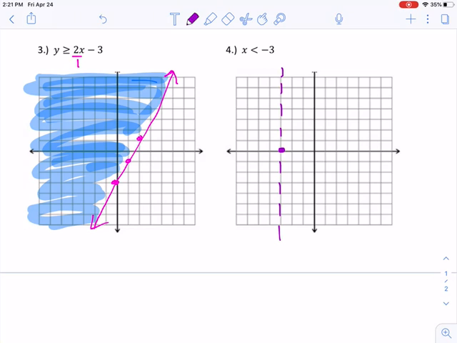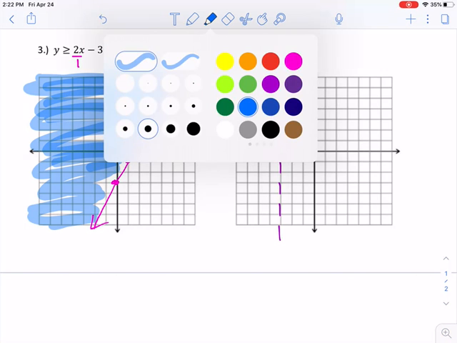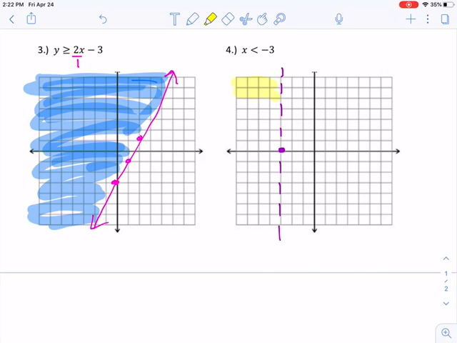And if I take a look at a vertical line, there is no above or below. So in this case, I'm going to use the idea of when are my x's less than negative 3. Less than is to the left. So I would shade the left-hand side. If it was a greater than symbol, I would shade the right-hand side.